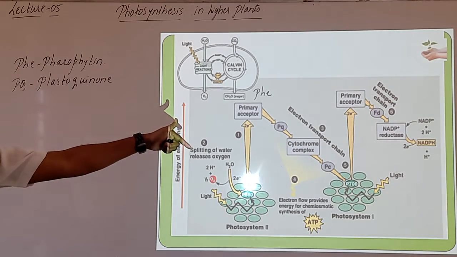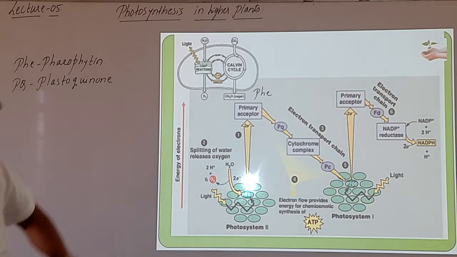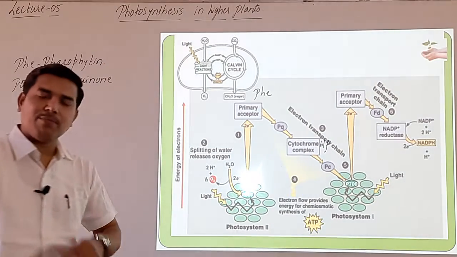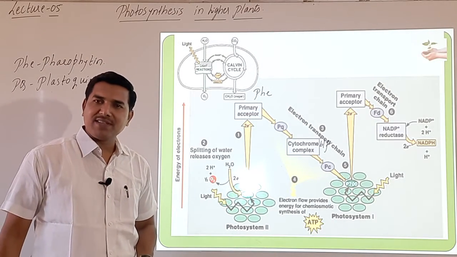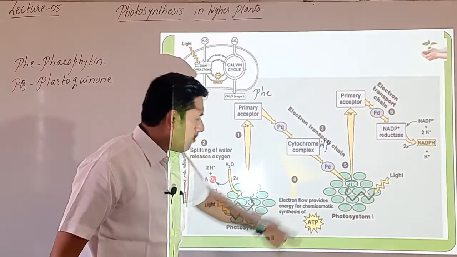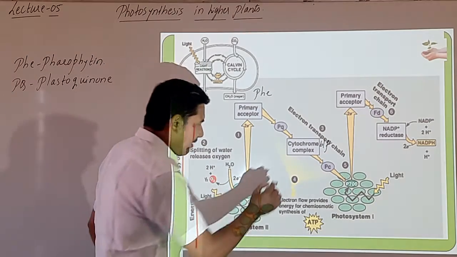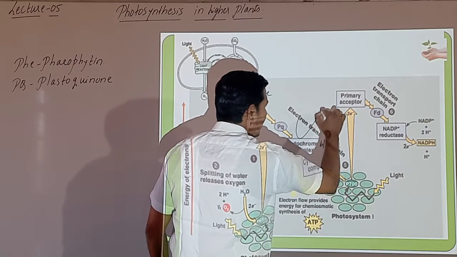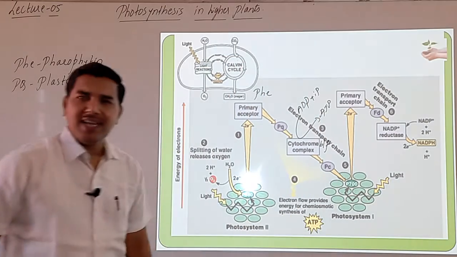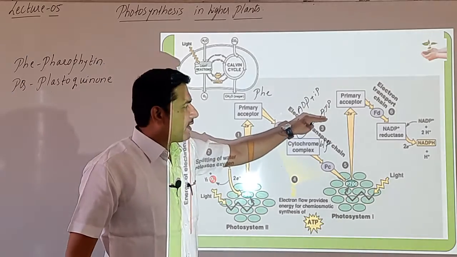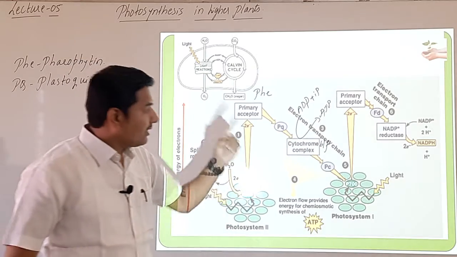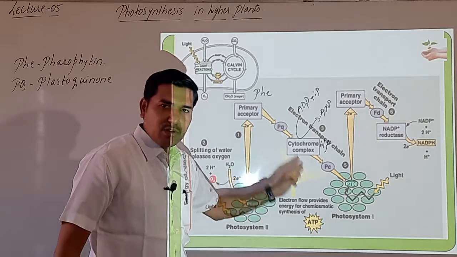Now look at the electron transport there. This cytochrome complex we also call cytochrome B6F complex, because there are cytochrome B6 and cytochrome F. During this process here, what happens? Electron flow provides energy for chemiosmotic synthesis. That means here, what is produced? ATP is produced from ADP plus Pi. Energy is produced here. We show it here, but this comes next as chemiosmosis. ATP is exactly synthesized there, but that ATP will be produced by the non-cyclic process only.